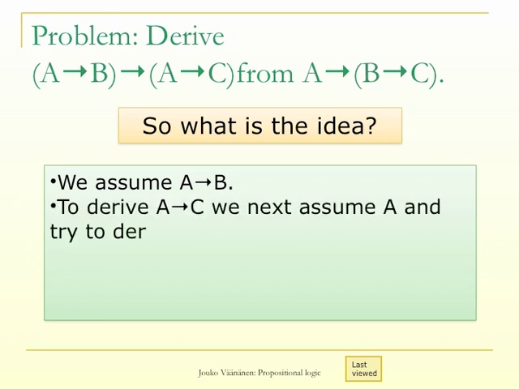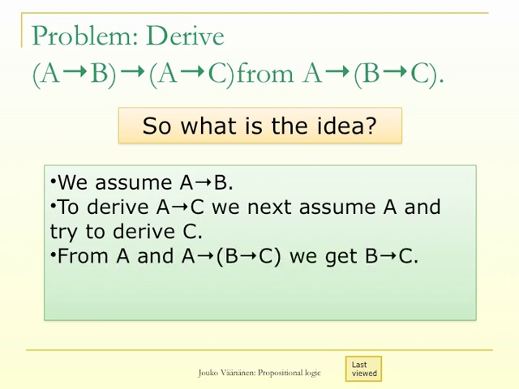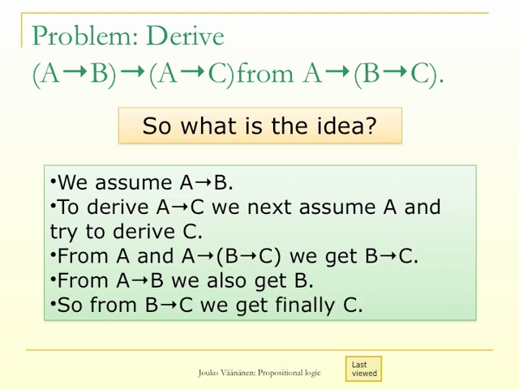From A and A implies (B implies C), we get B implies C. From A implies B, we also get B. So from B and B implies C, we get finally C. We wanted to derive C, and we have derived C. So now we are ready to draw the deduction.